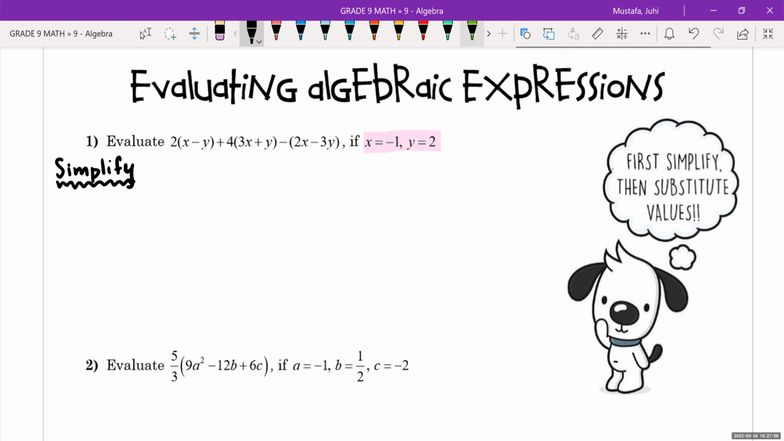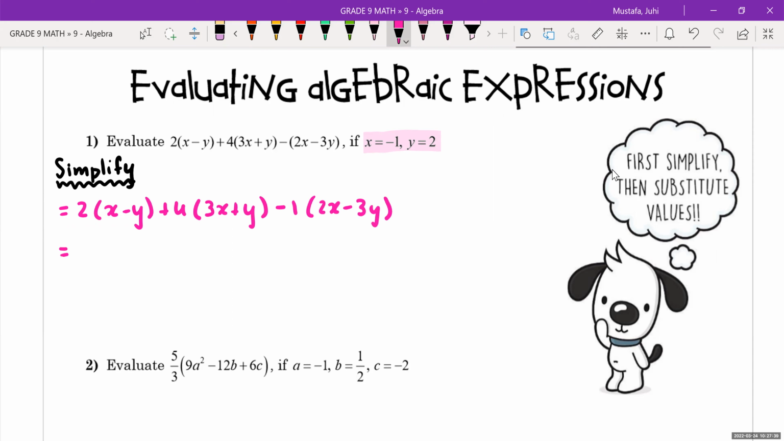How do we simplify something? Well, we use our rules that we've been working on. So I'll start with the question, 2 bracket x minus y plus 4 bracket 3x plus y minus 2 bracket 2x minus 3y. I like to just add in numbers if I need to. So we have 2 bracket x minus y plus 4 bracket 3x plus y minus 1 bracket 2x minus 3y. We're going to take every single number outside of the bracket and distribute it to every single number inside of the bracket.